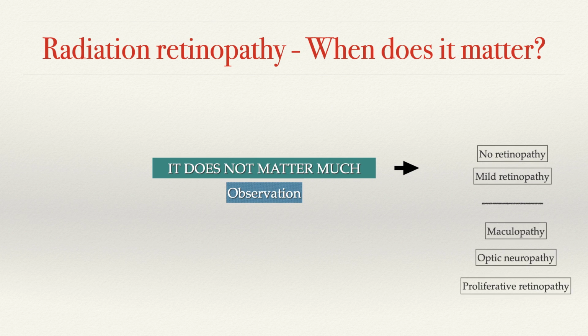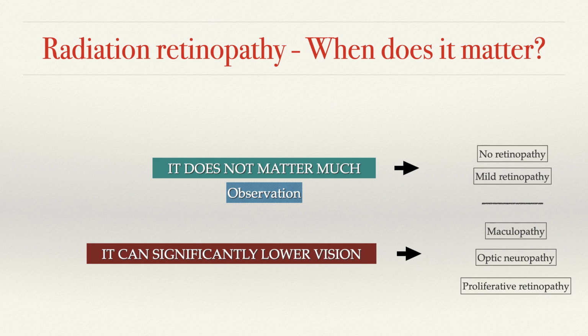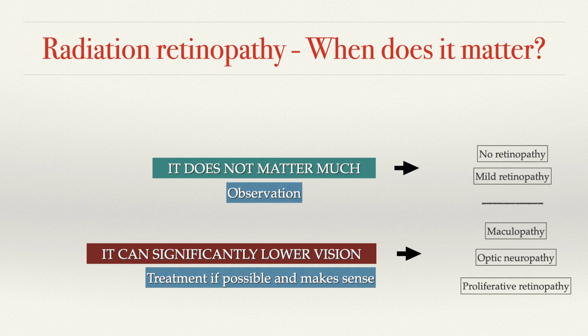However, if you have one of these, maculopathy, optic neuropathy, or proliferative retinopathy, that can significantly lower the vision, and then treatment, if possible, makes sense. Then we should do the treatment. Not everybody needs treatment, and I'll come to that, but if it makes sense, if it has a good prognosis, then definitely treatment is possible and should be undertaken.